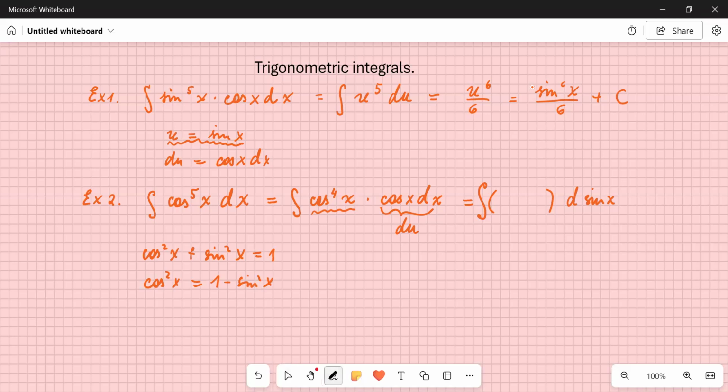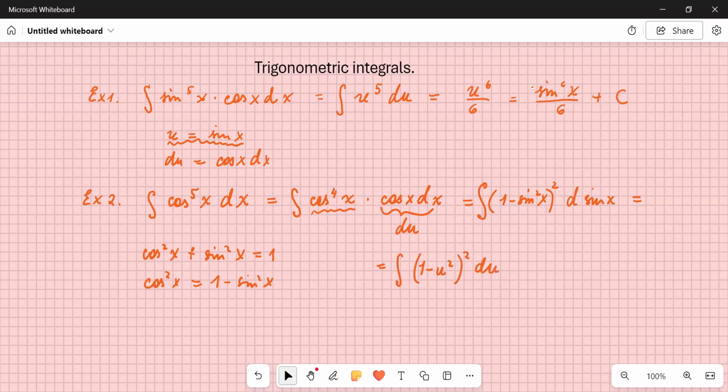How many cosine squares do we have here? Well, 2 actually. Cosine square multiplied by cosine square. So I'm going to write it as 1 minus sine square of x, squared, right? Because the power of 4 is a cosine square squared. And now everything is in terms of one variable, which is u. And I'm going to write down 1 minus u squared, squared, du.